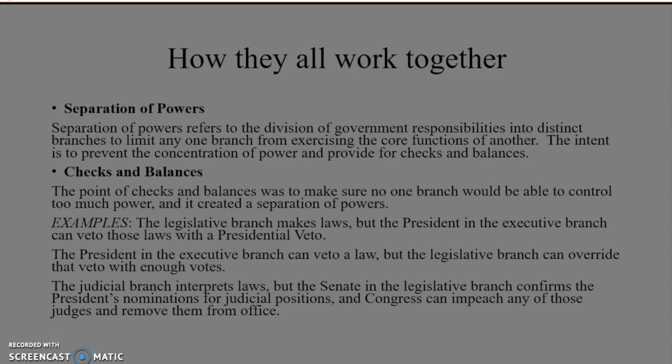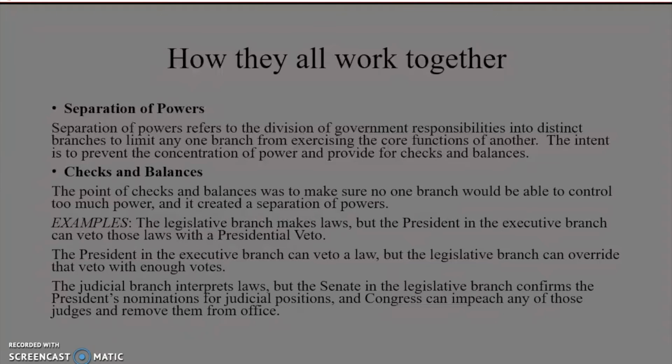How they all work together. Separation of powers. Separation of powers refers to the division of government responsibilities into distinct branches to limit any one branch from exercising the core function of another. The intent is to prevent the concentration of power and provide for checks and balances.